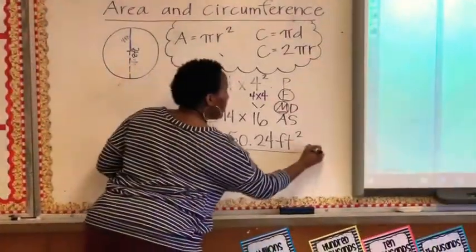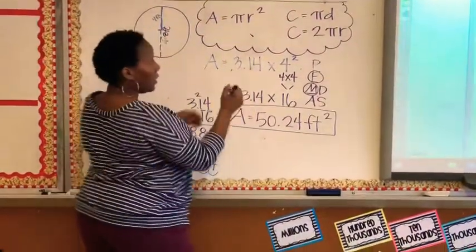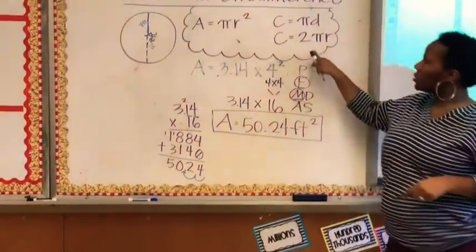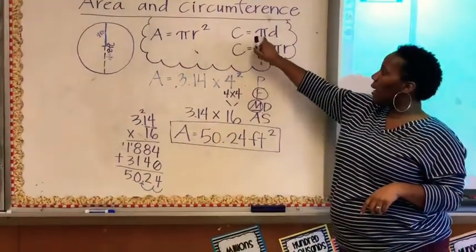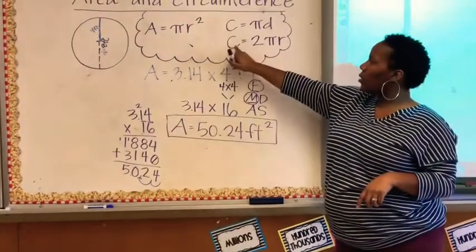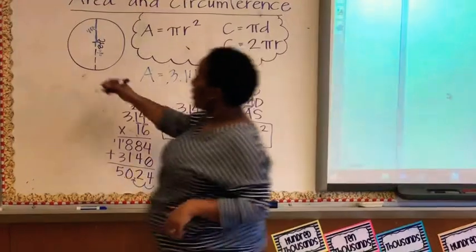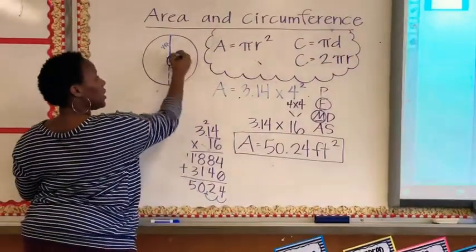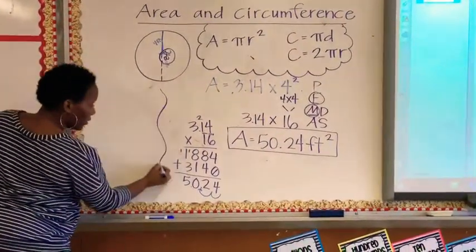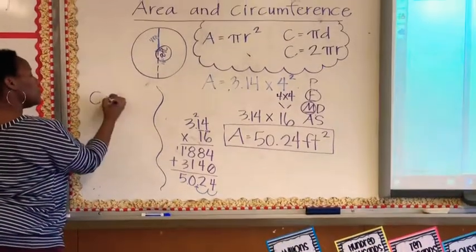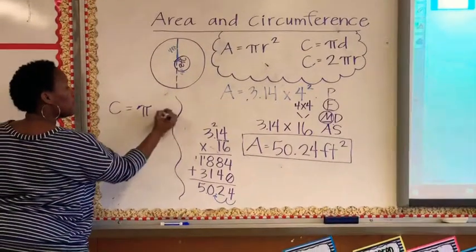Then I'm going to find my circumference. In either of these formulas you can use. You can use C equals pi times the diameter, or C equals 2 times pi times your radius. Well, since I already have my diameter, I'm just gonna use that. So off to the side over here, I'm gonna use C equals pi times D.